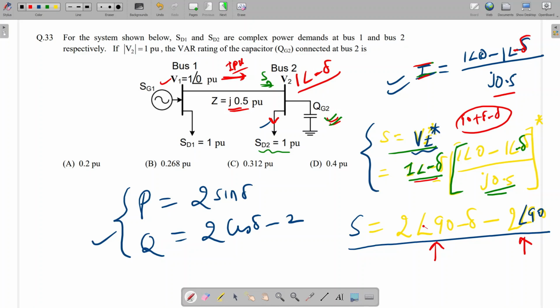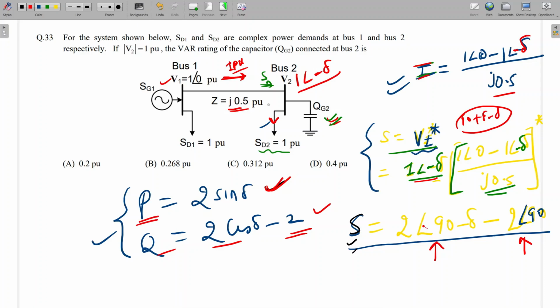Okay. So for real power, what we are doing, we are taking cosine of apparent power. So cosine, if I take cos 90 minus del, it will be sine del. So real power will be 2 sine del. And for reactive power, we are taking sine. So cos 90 will be 0. The first term will be 2 sine del only. The second term will be sine 90 minus del, so 2 cos del minus sine 90, so 2 cos del minus 2. So Q will be 2 cos del minus 2 and P will be 2 sine del.